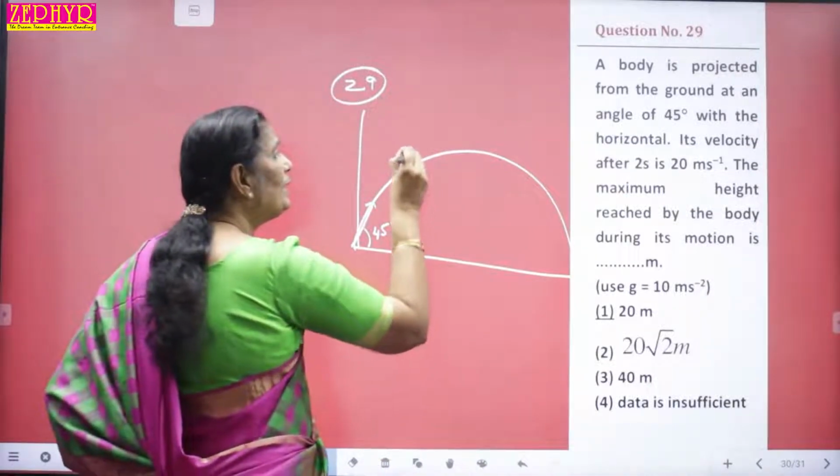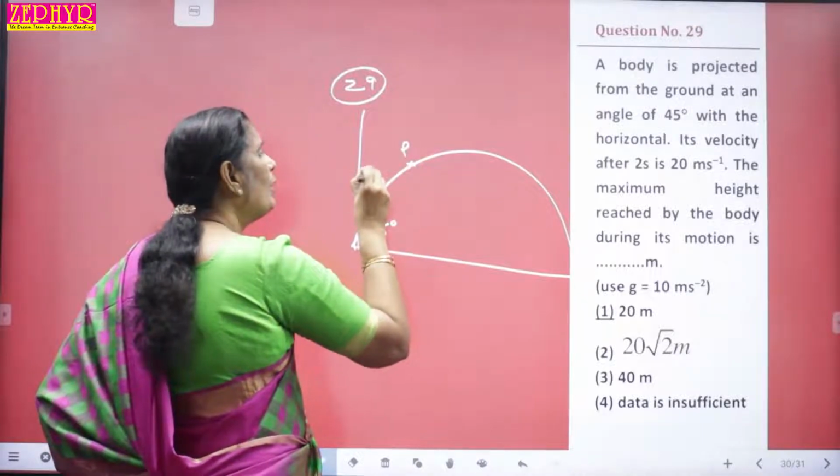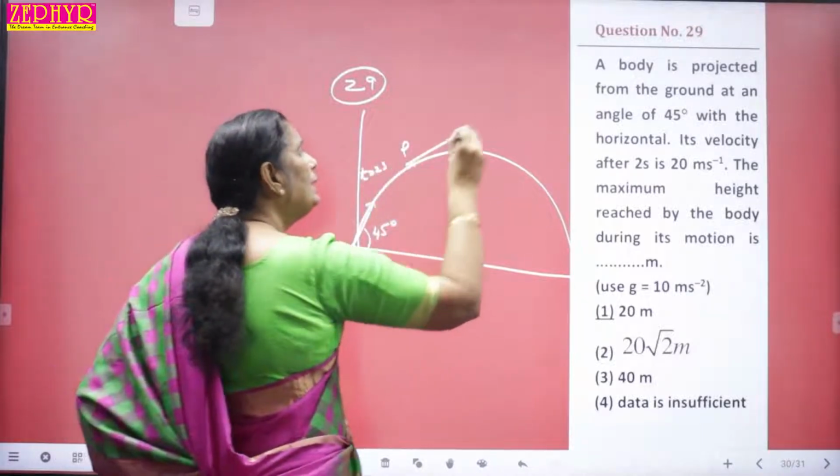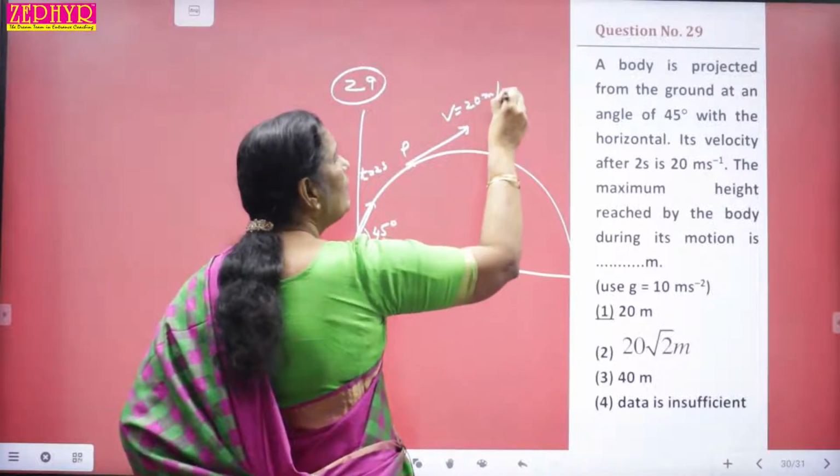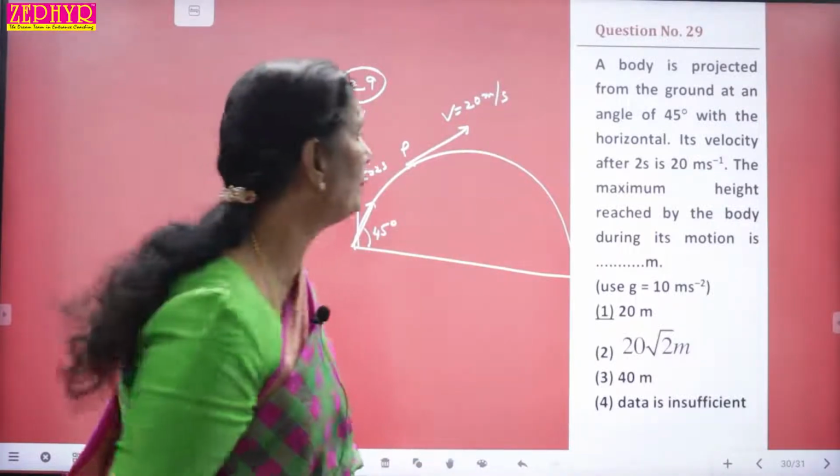Its velocity after 2 seconds... So now let us assume that it reaches the point P. Time will be equal to 2 seconds. Then the velocity is 20 meter per second. So the velocity after 2 seconds is given.